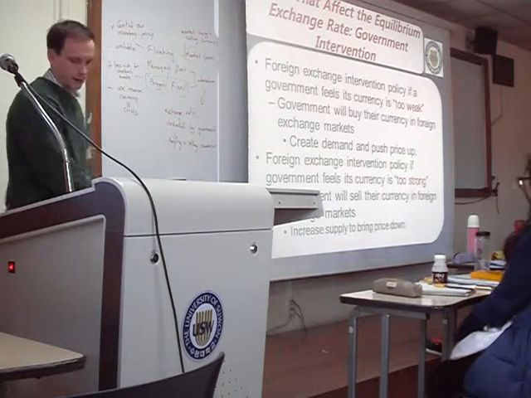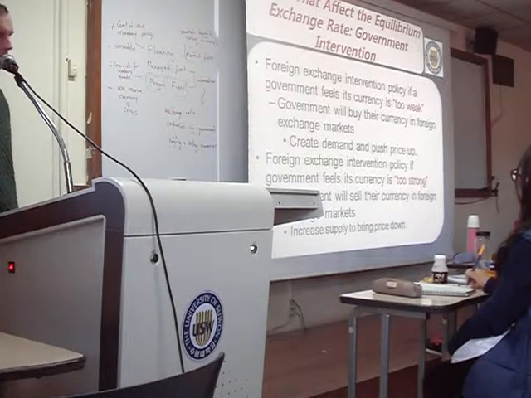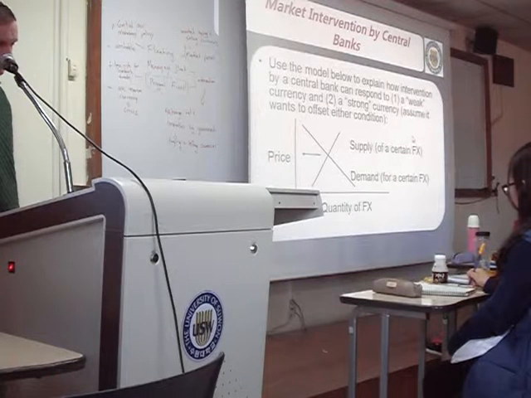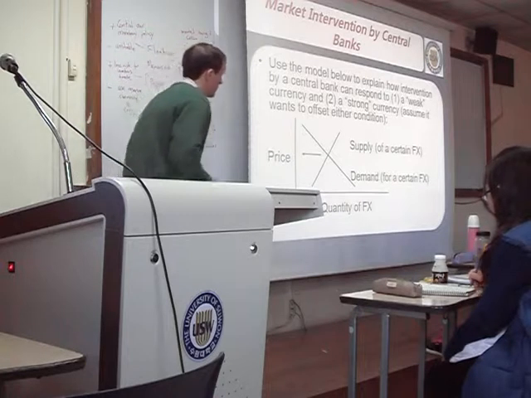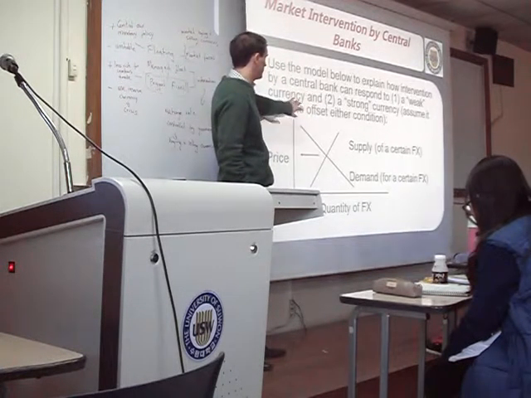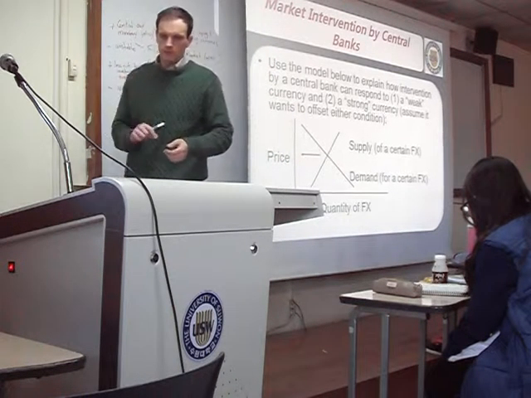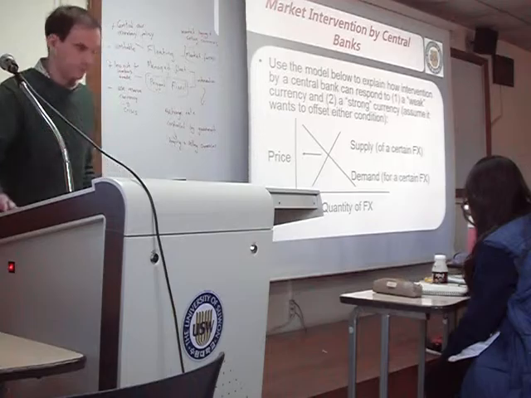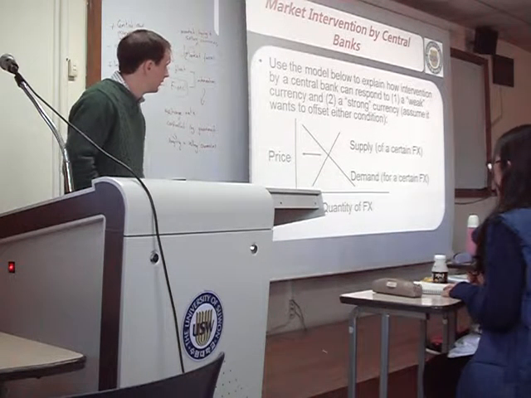Buy the currency, right? If the government thinks their currency is too strong, what are they going to do? Sell their currency. Increase the supply. Okay? So discuss with your partner. Use this model to explain how a central bank can respond to a weak currency and a strong currency. So just make the graph, or draw the line. Make the simple graph and explain to your partner.